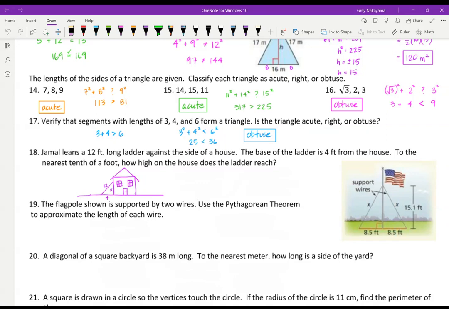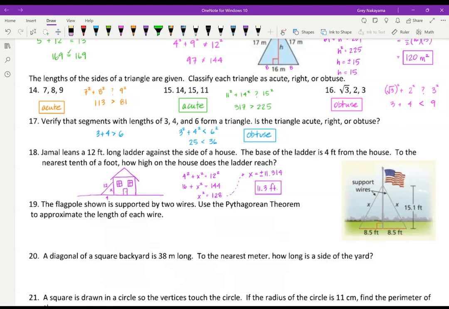So my Pythagorean theorem would tell me that 4 squared plus x squared equals 12 squared. That's 16 plus x squared equals 144. x squared equals 128. So x equals plus or minus the square root of 128, which is 11.314. But I cannot have a negative side of a house. And rounded to the nearest tenth, that would give me that it is 11.3 feet up the side of the house. So picture not drawn to scale.